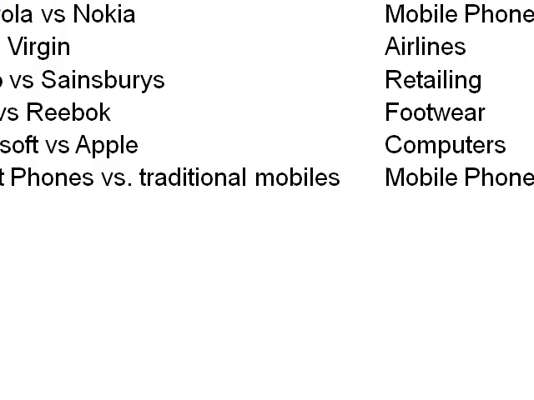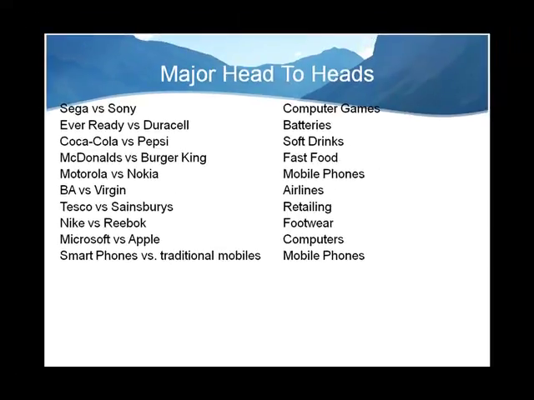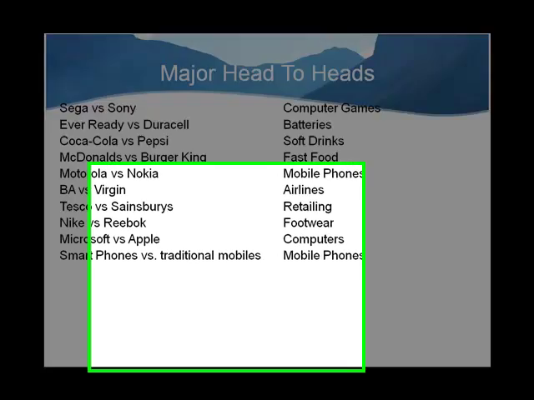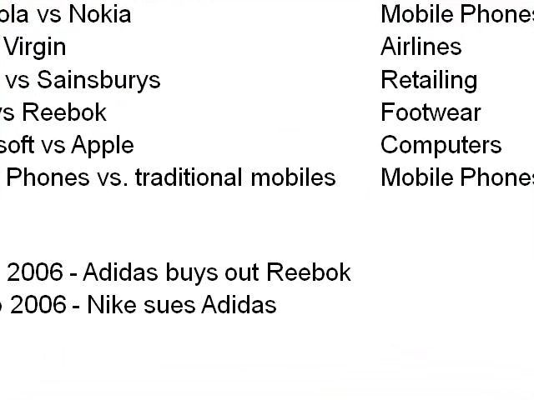There are some examples here. So you've got Sega versus Sony, a bit of an older example, in computer games. You've got Coca-Cola versus Pepsi, which is still going on. And I have to say, if I have to drink one of them, I'm a Coca-Cola girl. McDonald's versus Burger King. Again, if I have to, I'm afraid it has to be Burger King. Tesco's versus Sainsbury's. Smartphones versus traditional mobiles, maybe. Still. Microsoft versus Apple. And even though I'm using a so-called normal laptop, I'm an Apple girl as well, as I said in the earlier lesson. And then you had some other developments a few years ago where Adidas buys out Reebok, and then Nike sues Adidas for that as well.